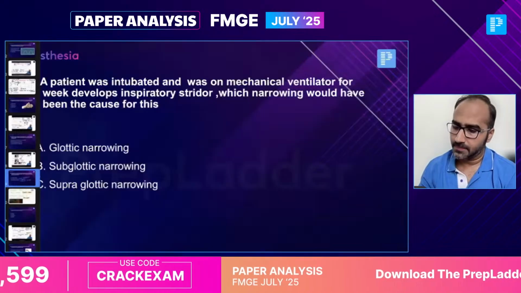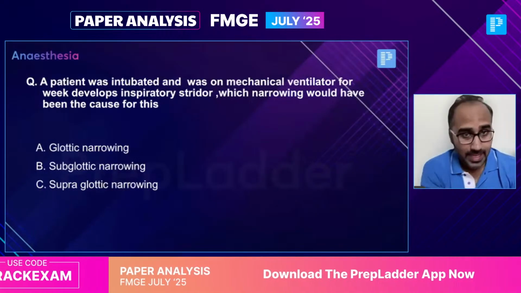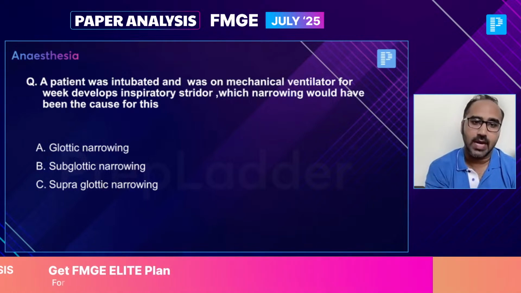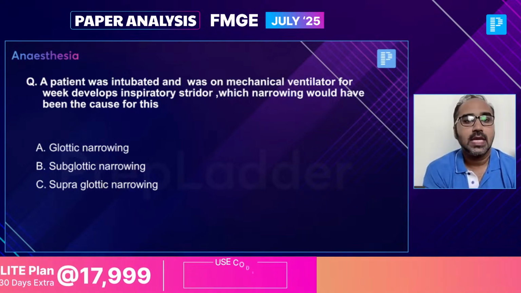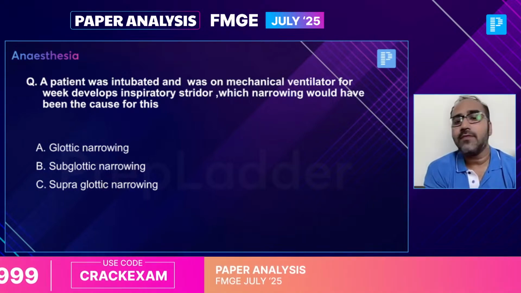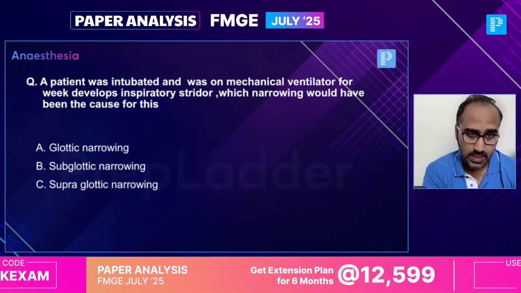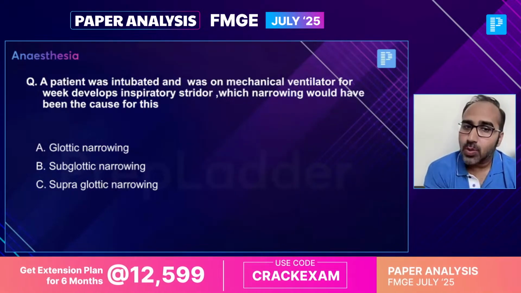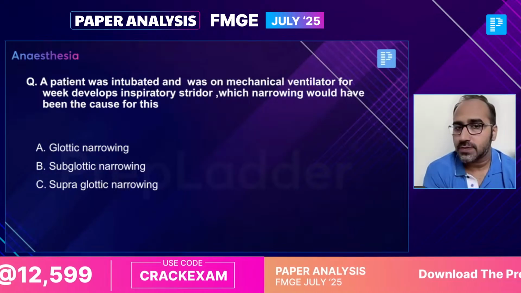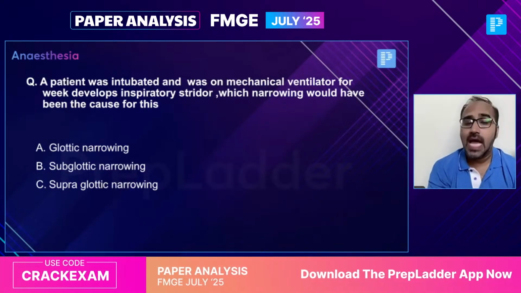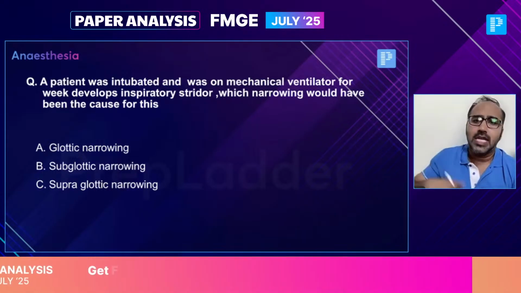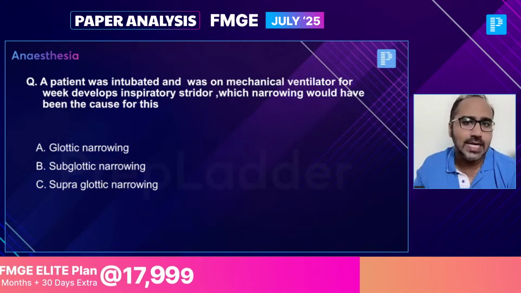Is it clear? Right. Now, guys, next question. Next question would be this, or I'll again discuss. A patient was intubated and was on mechanical ventilator for weeks. He develops inspiratory stridor. Which narrowing would have been the cause for this? Either they have asked this question, or they have asked what is the narrowest portion of the adult airway.